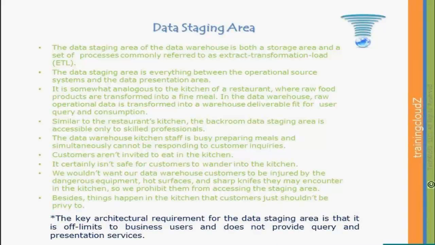So besides things happening in the kitchen that customers should not see, the key architectural requirement for the staging area is that it is off limits to business users and does not provide query and presentation services. That is the important thing. You have to make a note of it. The architectural requirement of the data staging area is that it is off limits to the business users. That's a statement. No business user can access your staging area. It is only for the architects, the developers, and the business analysts. They can only come into the staging area and take a look at it.